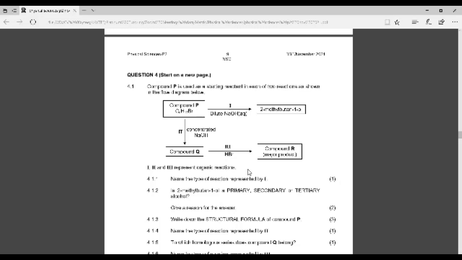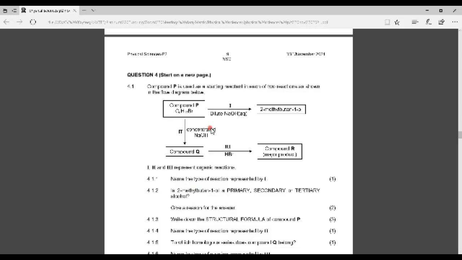Okay, let's talk about HBr now. HBr, this is halogen and bromide, right? Let's think about it. Compound Q is your alkene because of the issue of concentrated, right? HBr, first things first, does hydrolysis take place? Ask yourself that one question. No, it doesn't take place. You know why? Because there's no OH. That's HBr. Okay, fine. Okay, it doesn't take place. Fine.